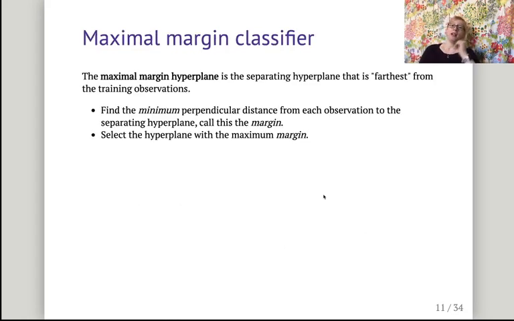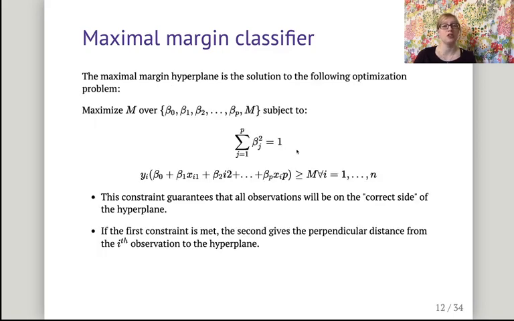The optimal hyperplane that we'll use is something called the maximal margin hyperplane. The idea is that this maximal margin hyperplane is farthest from the training observations. So it's the one that is farthest from the training data. We'll do this by finding the minimum perpendicular distance from each observation to the separating hyperplane. That's called the margin. And then we'll choose the hyperplane where this margin is largest. So essentially, we'll maximize this margin subject to a constraint.